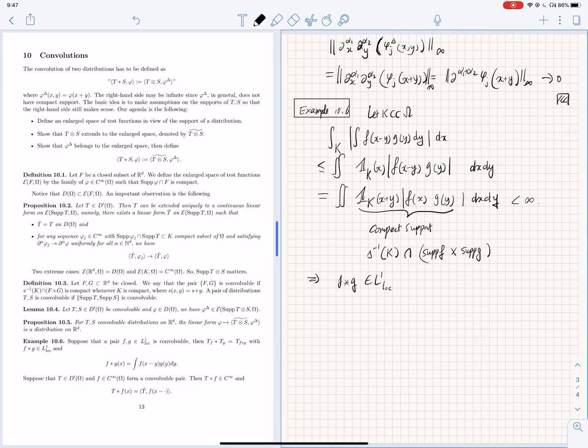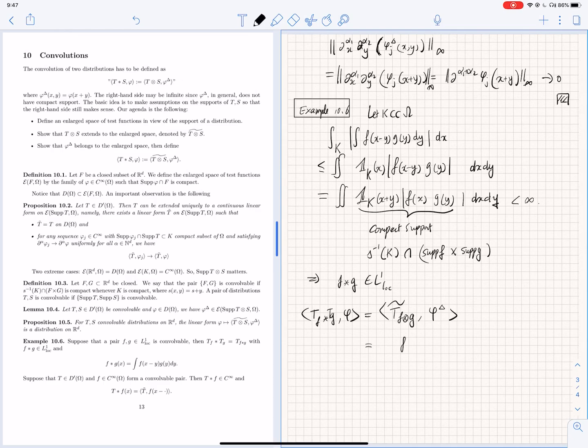Okay, so now we want to show the formula, but that part is easy. So T_f convolved with T_g applied to a test function. Let's see what it gives. First, we know that according to the definition, this is the tensor product of f and g, which is given by the tensor product f and g, and then we extend it and apply it to phi delta.